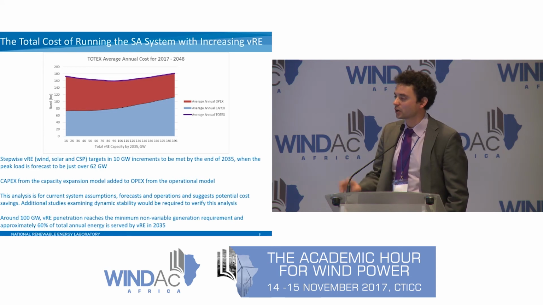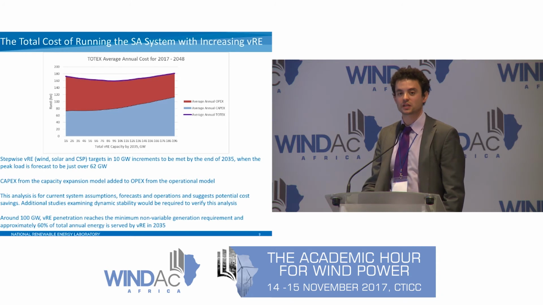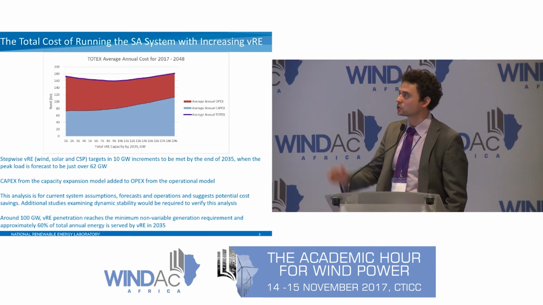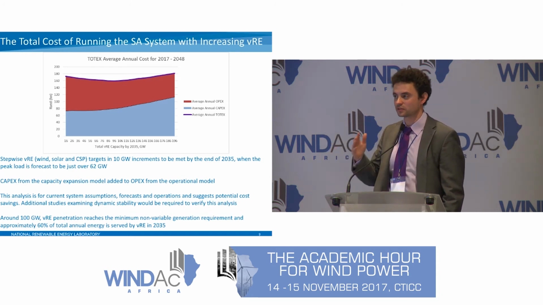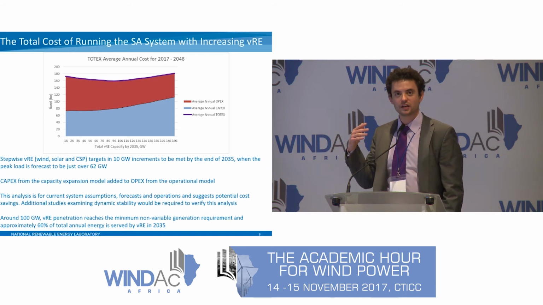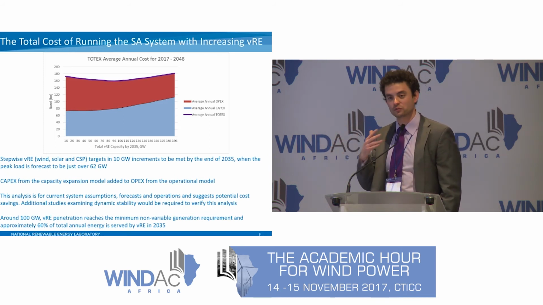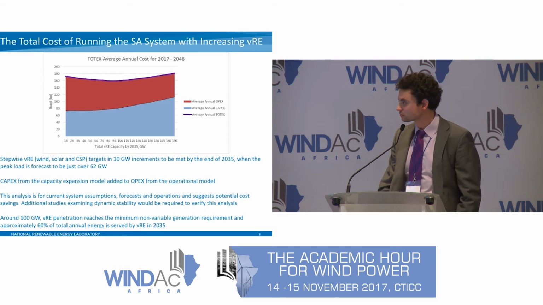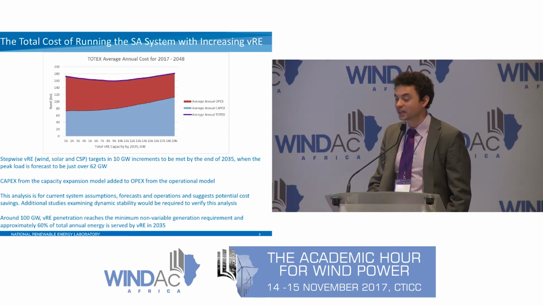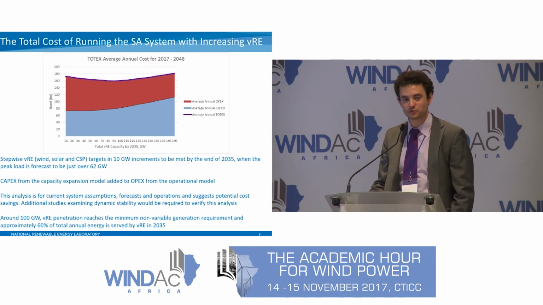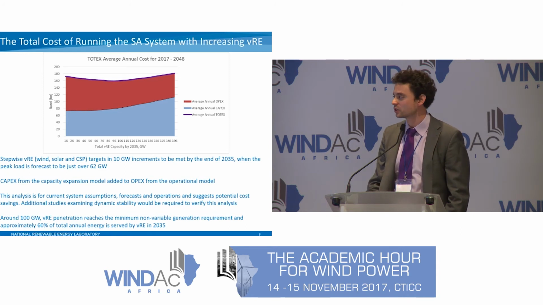So the costs are an average annual cost of the total production cost for running the South African system, averaged over a very long period, so we can incorporate the savings that different plants have over the entire lifetime of those plants. So again, as a modeler, I must always put caveats in. Of course, this analysis is for current system assumptions and forecasts and operations, etc.